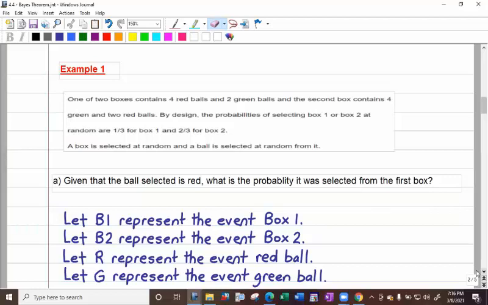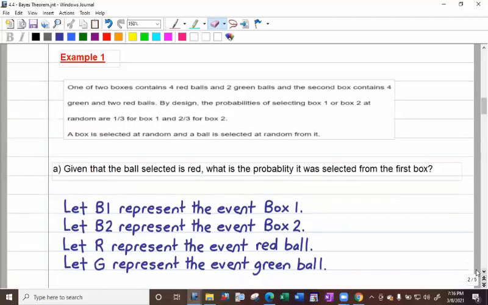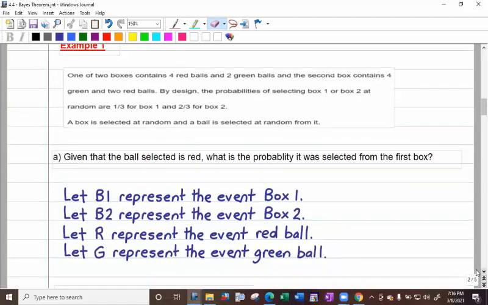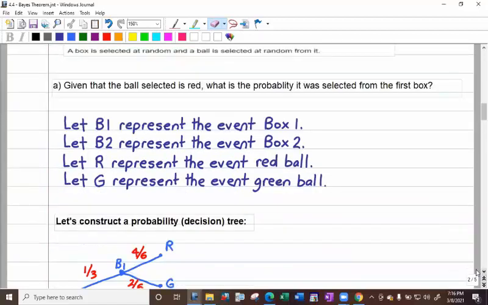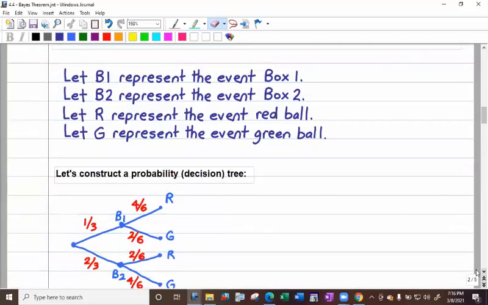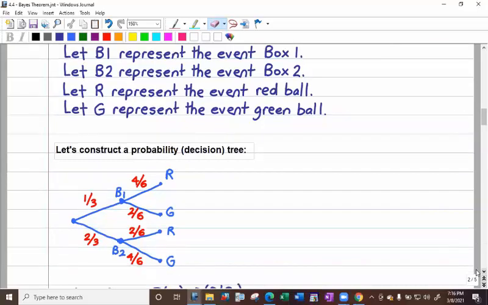So what's going to happen here is we've got box 1, box 2, and then we've got red and green. All right. So the key is getting the tree done in the correct order. So this would have to start out first, which box did it come from? And then color from the box. So the tricky part sometimes is getting the tree in the correct order here. Now let's see how I did this.